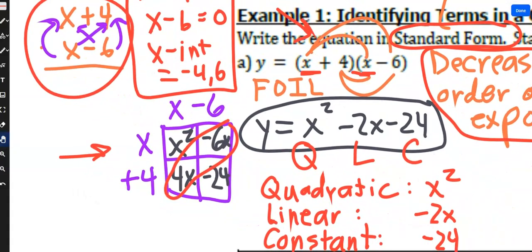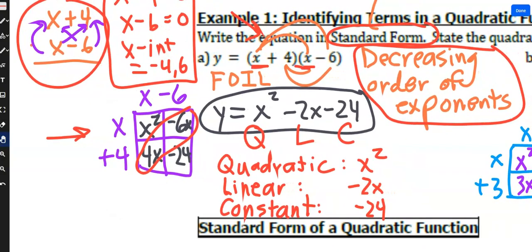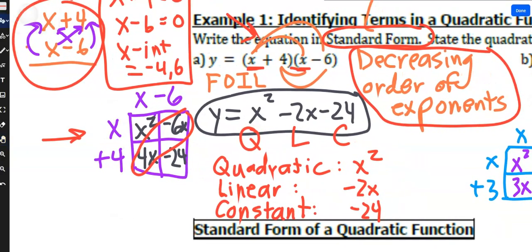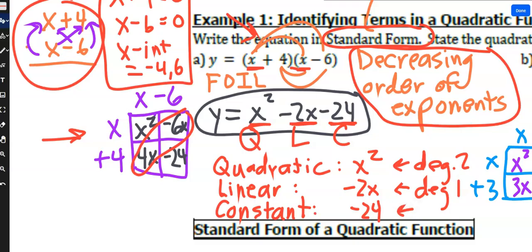But no matter which way you like to do it, you should come up with x squared, -2x, and -24. Whichever way you like to do it, that's what you should come up with. Now, the thing that has the degree 2 polynomial term, that's called our quadratic term. Our linear term has degree 1, and our constant term has degree 0.